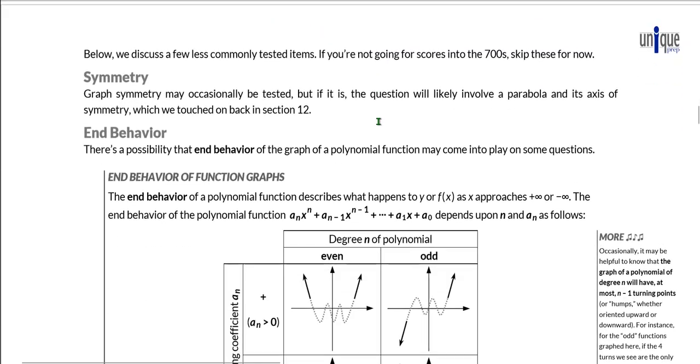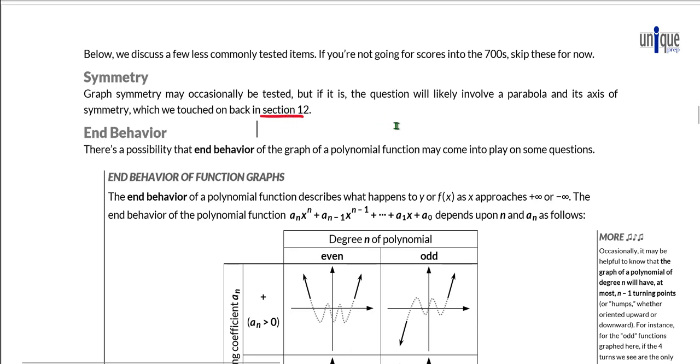At the top of the next page, we've got to talk about symmetry, although we're not really going to talk about symmetry because, as I've said several times, we talked about symmetry back in section 12, and often symmetry will be tested with regard to parabolas, which is exactly what we were talking about back in section 12.